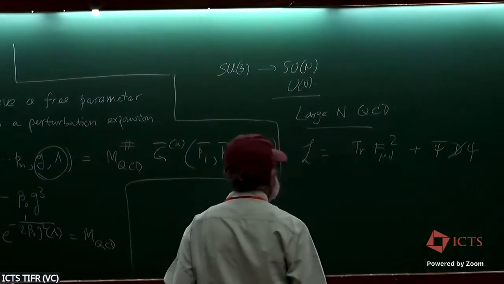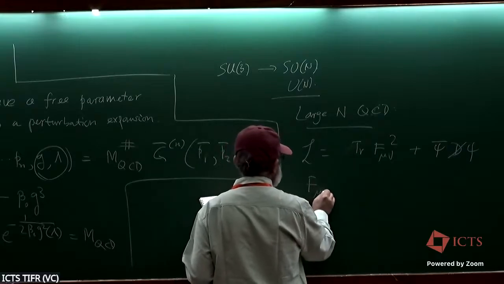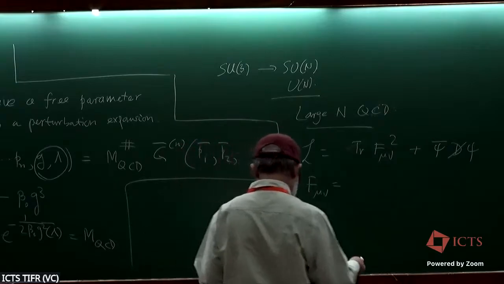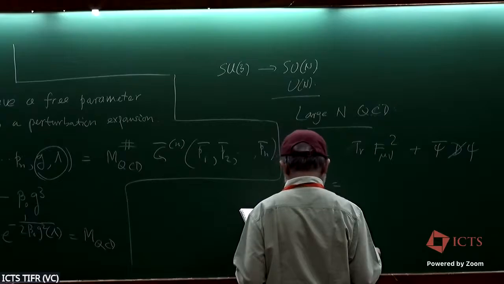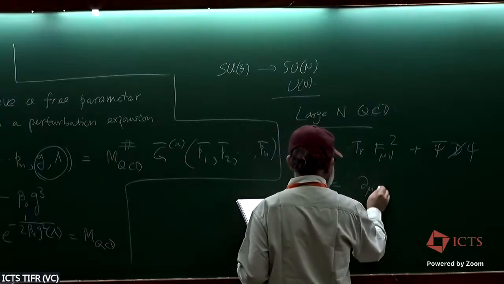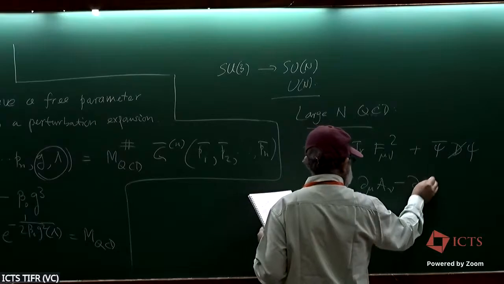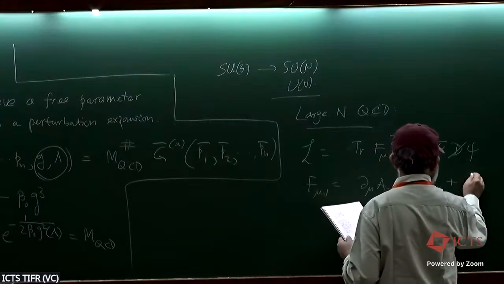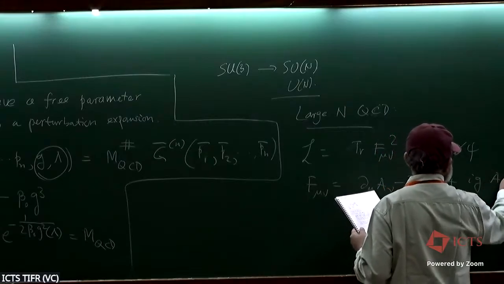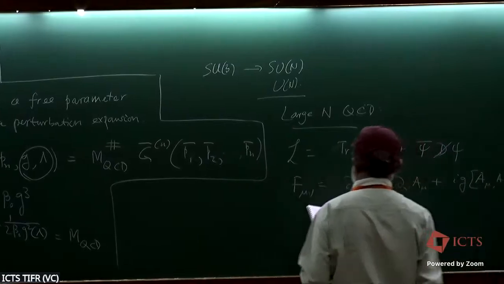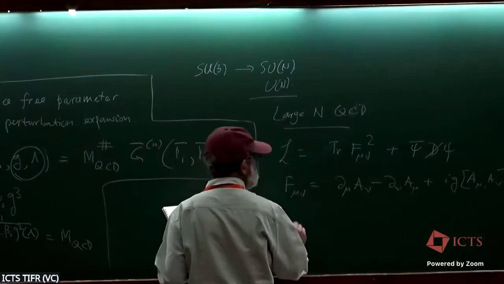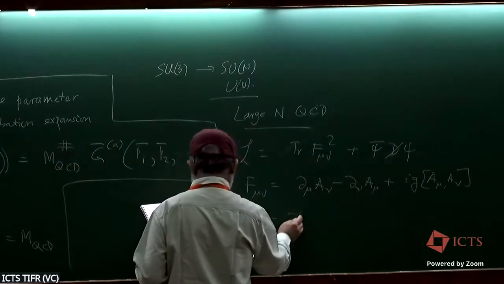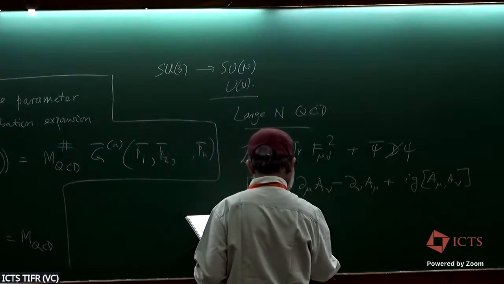Where A mu is an N by N Hermitian matrix obtained from A mu, which is the N by N Hermitian matrix. So D mu, that, this you all know, of course. And this is the gauge covariant derivative defined like this.